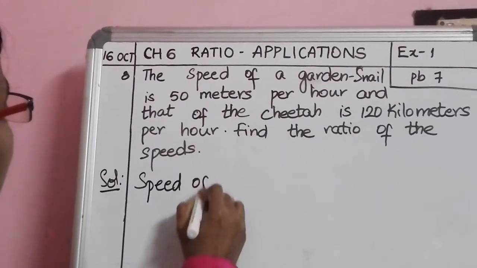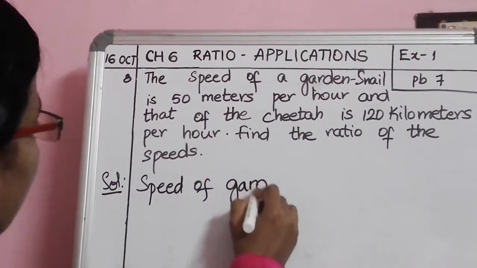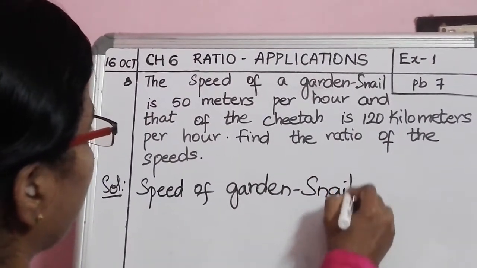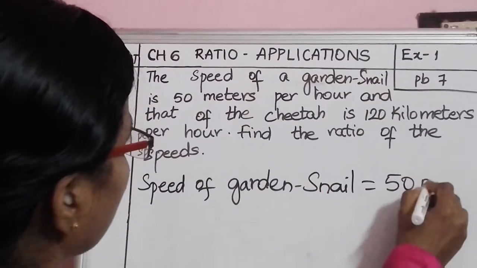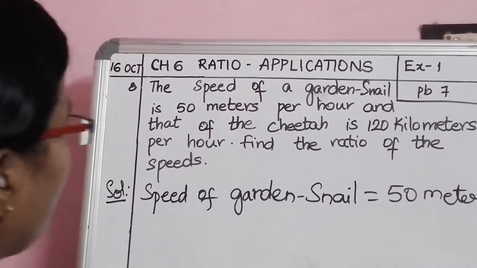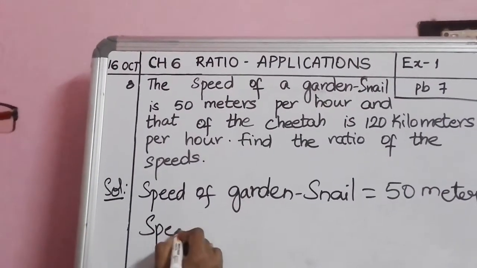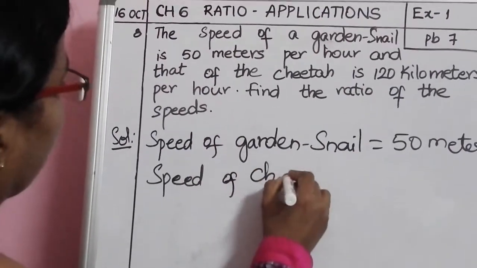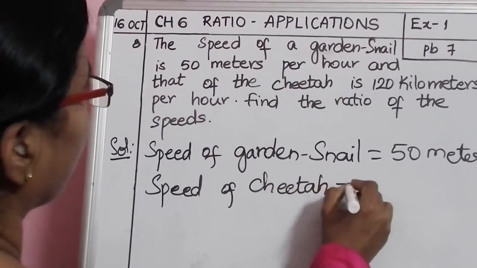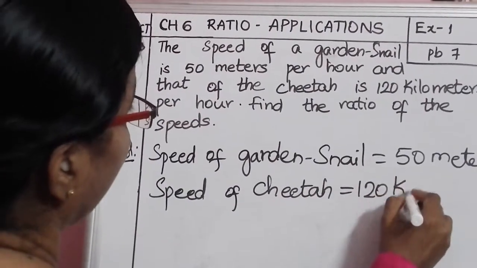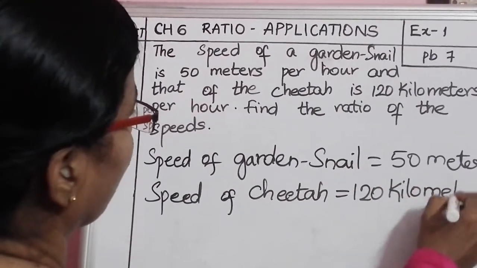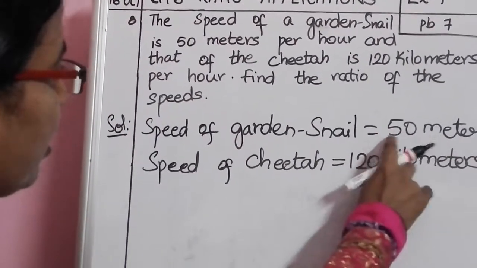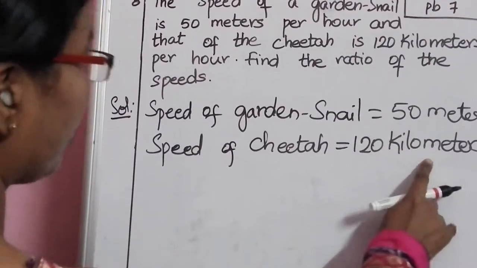Speed of garden snail is equal to 50 meters per hour. Speed of cheetah is equal to 120 kilometers. So here we can see that this is in meters and this is in kilometers.